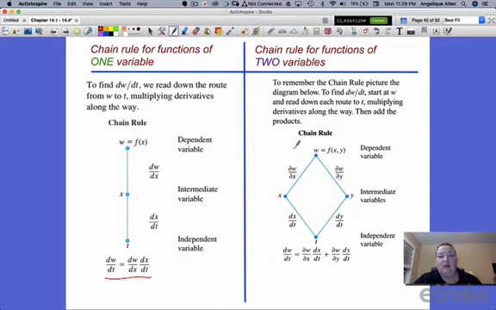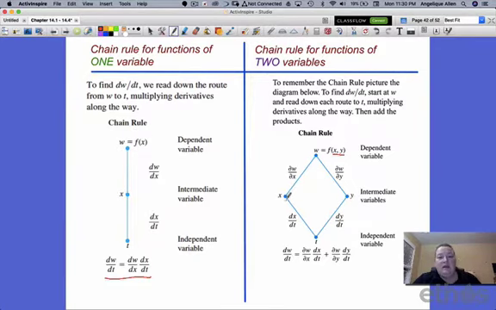So here's what it looks like. It's called a branch diagram, by the way, for functions of two independent variables. So w is our dependent variable, and then along the middle, our intermediate variables are the independent variables of the first function, x and y, just like x was the independent variable of f up here, okay?